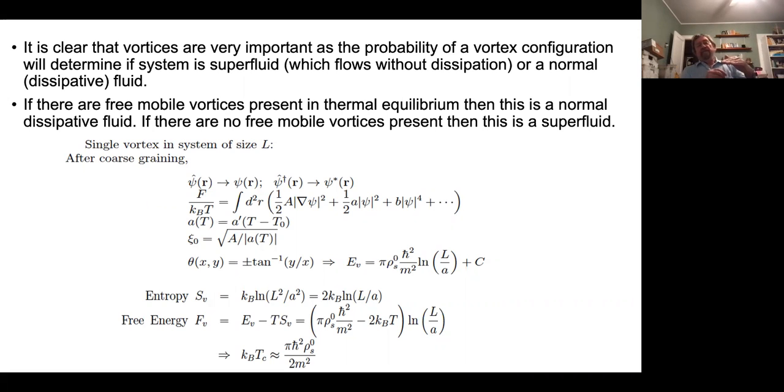You see, remember, the probability of a vortex being present is just e to the minus F over kT. So if F is large and positive, this means that the probability of a vortex being present is very small, vanishingly small, as the system size goes to infinity.